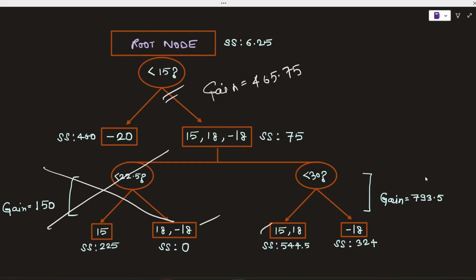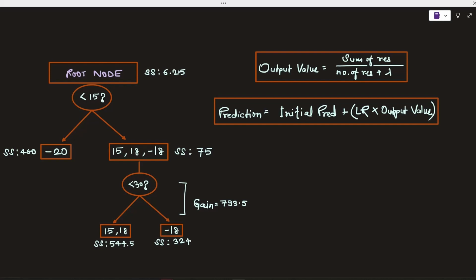So the way we have 3 values within this leaf, 2 values within this leaf, we also need to calculate what will be the output for this leaf. So the output of the leaf is calculated using this simple formula that says sum of all the residuals divided by number of residuals plus the regularization term lambda. So using this formula, let's try to predict the output for this leaf node right here.